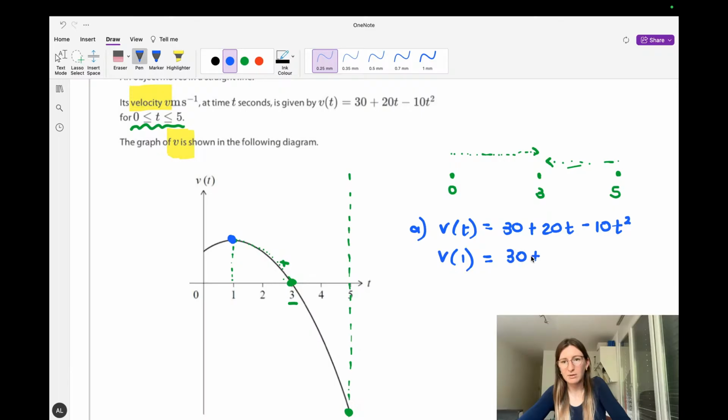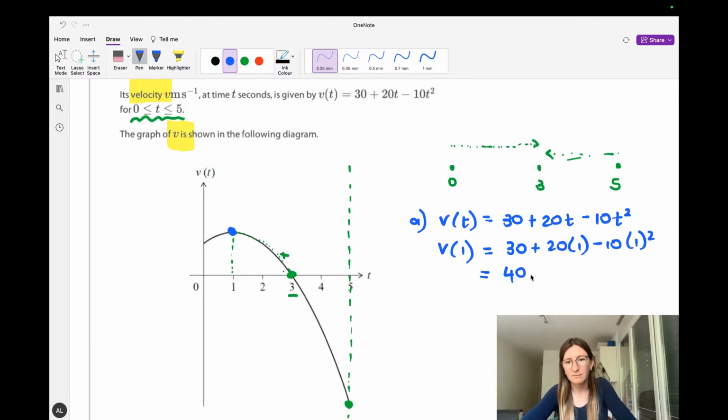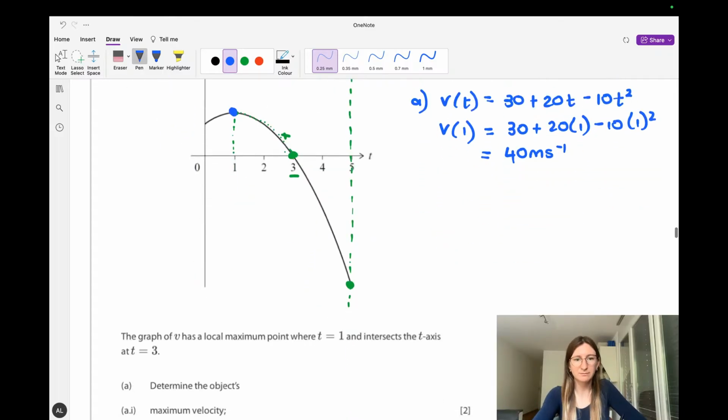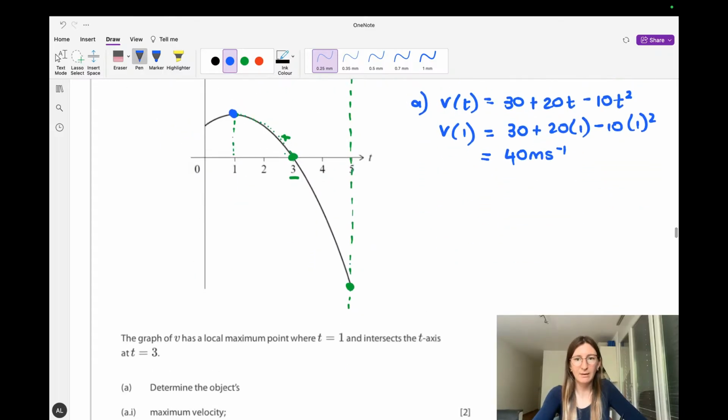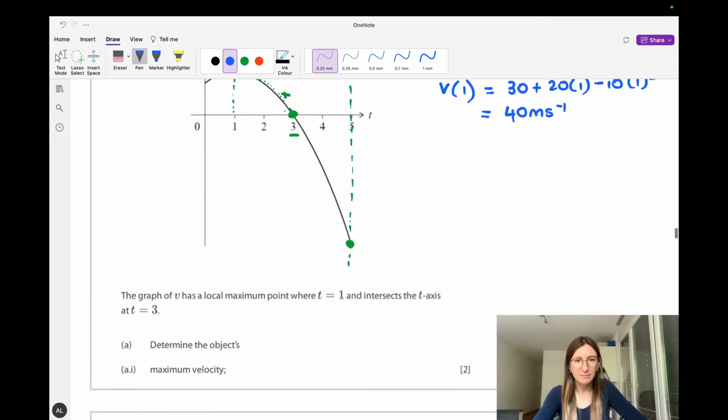So 30 plus 20 times 1 minus 10, 1 squared. There we go. So that's 30 plus 20, which is 50, minus 10, so that's 40. And what units, meters per second? There we go. So our maximum is at 40 meters per second. That's our maximum velocity. Then they ask, what is our maximum speed?